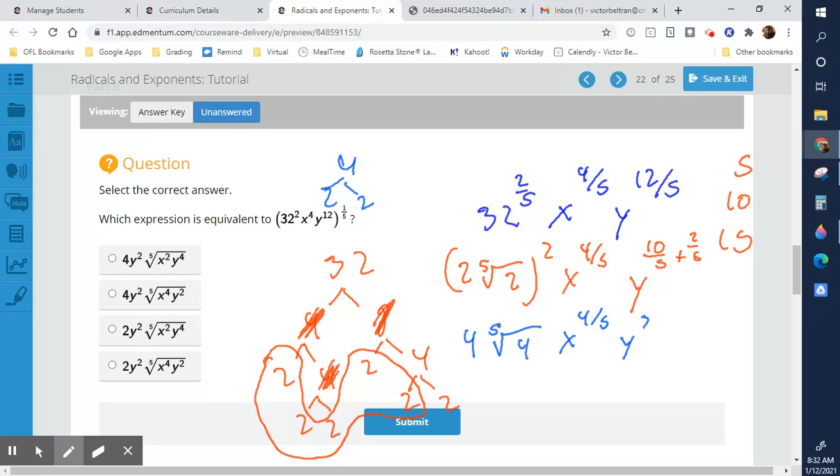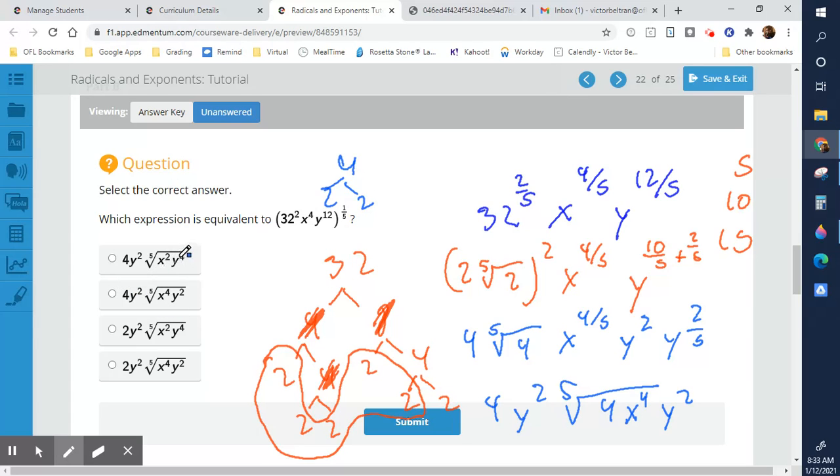So now I want to get all the fifths together and all of the non-fifths together. So that's 4y squared. I have a fifth root. I have a 4 in there. I have an x to the 4 in here because the numerator. And I also have a y squared in here because of the numerator 2 right here. All right, so the only one that matches up with that is this one. Oh, wait, nope, backwards. This one. I got the 2 and the 4 mixed up. So it has to be the second one.